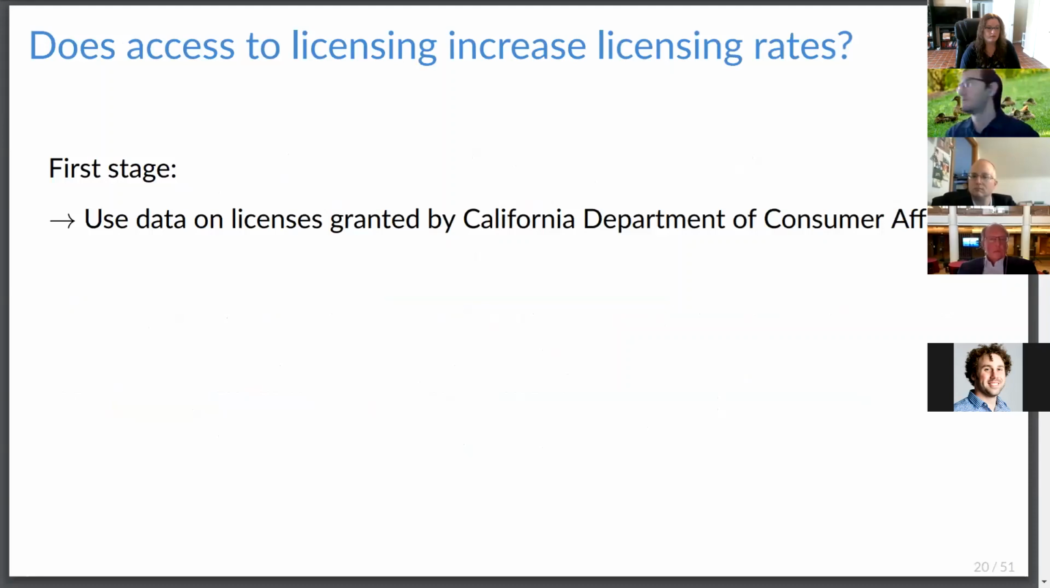All right, so first I'm going to look at my first stage: does access to licensing for undocumented immigrants lead to undocumented immigrants obtaining licenses? The first thing I'm going to use is data on licenses granted from the California Department of Consumer Affairs. This is on their website. They have these spreadsheets. I think it's the same general type of data that was used in some of the papers, I think by Harrington, about Vietnamese manicurists. I think it's the same data set.